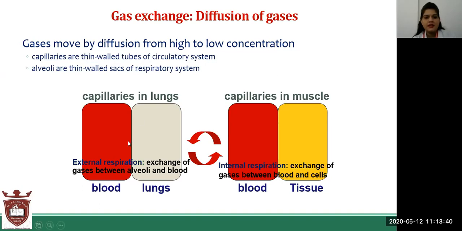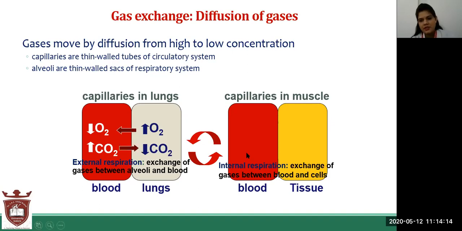Here we'll see external respiration, meaning exchange of gases between alveoli and blood. As we know, the oxygen concentration in blood is less, and the oxygen concentration in the lung is more. So oxygen moves from higher concentration to lower concentration, whereas in blood the CO2 content is more and in lungs it is less. So carbon dioxide moves from blood to lungs.